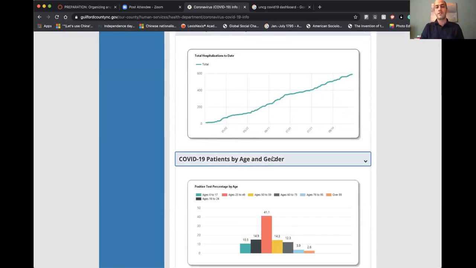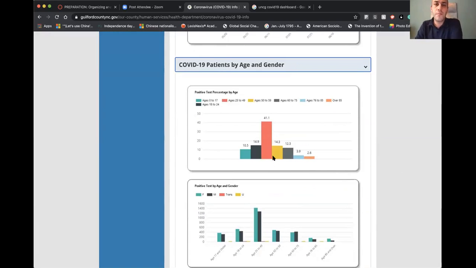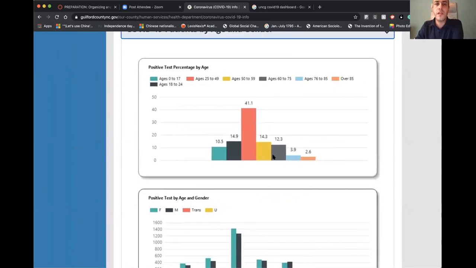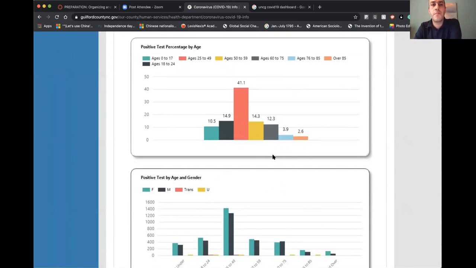The third one, which is interesting, is the patients by age and gender. This is the positive test percentage by age, different age groups. When you're presented with these kinds of age groups, this is not perfect in that sense. I always want to try to make these age groups the same intervals. There's 0 to 17, then 18 to 24, so that's 7 age years here, then 25 to 49, so there are 24 age years here. When I say people, previously I meant age groups. Then 50 to 59.